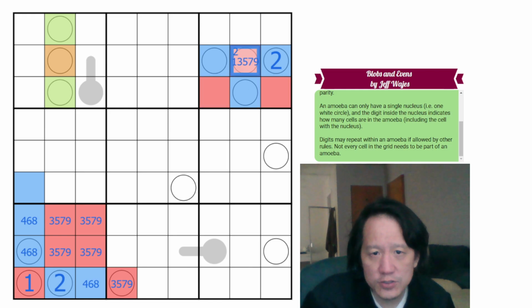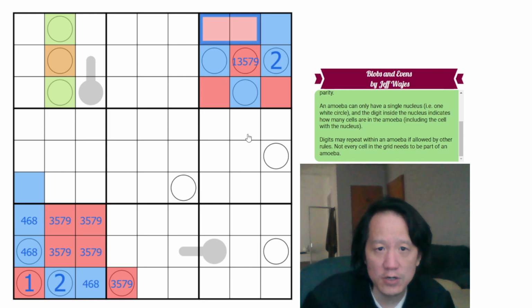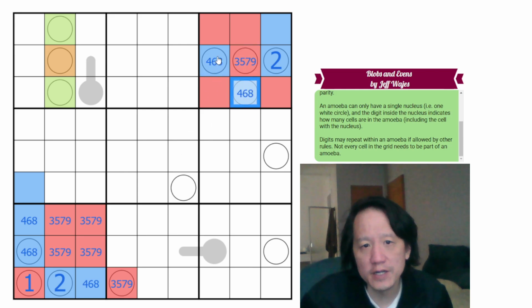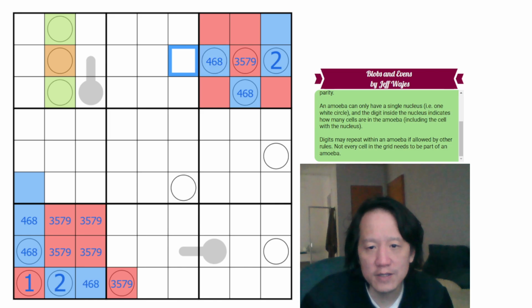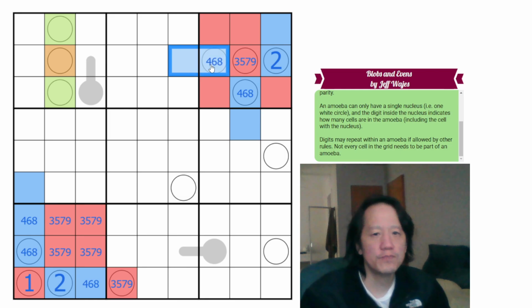Therefore, this cannot be a 2. This has to be blue and even. And we have 4 evens in box 3. Therefore, the rest of the boxes are all odd. So this has to be at least 3. This is 4, 6, or 8. This is 4, 6, or 8. Therefore, they have to include at least 3 other blues with them. But we know this can be only 1 this way.